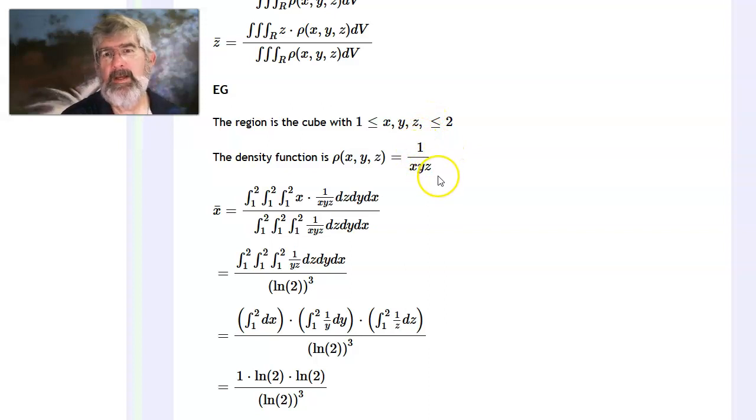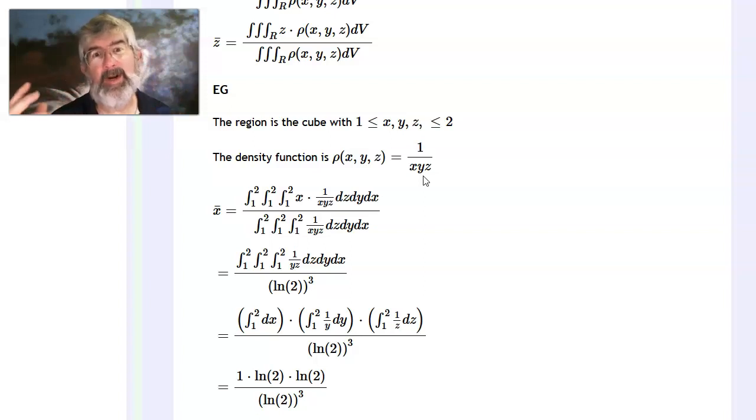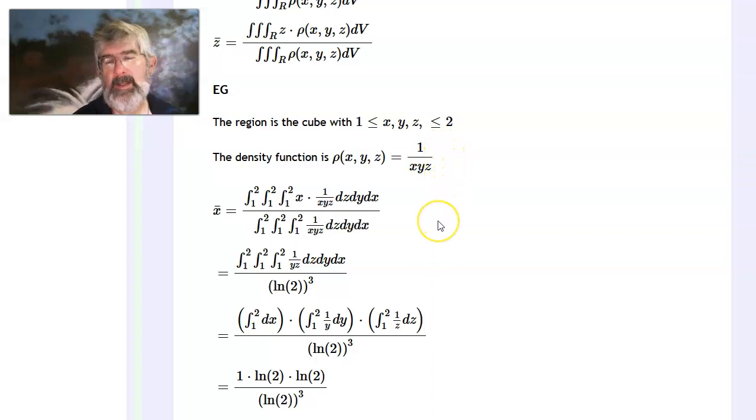But anyway, if the density function was constant on this cube, I would expect the center of mass to be right smack dab in the middle, with x bar, y bar, and z bar equaling 1.5, halfway between 1 and 2. But with this density function favoring the closer stuff to (1, 1, 1), as in heavier at (1, 1, 1), then I would not expect 1.5, 1.5, 1.5 to be my center of mass.